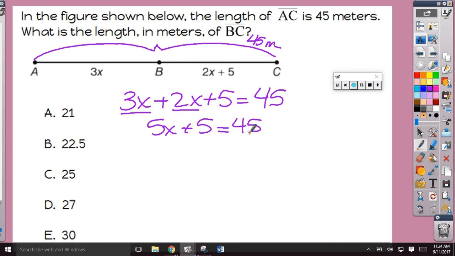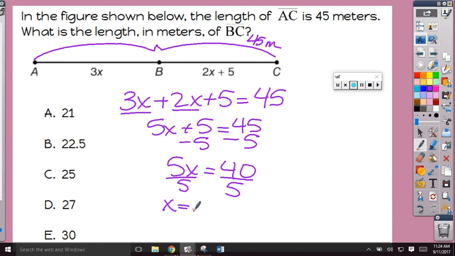Y'all agree? Subtract 5 only from 45? From both sides, from the positive 5 and the 45. So we end up with 5x is equal to 40. Very good. And now what? Why do I divide by 5? To get x by itself, because x is being multiplied by 5. That's how many x's there are. So then x is equal to 8.